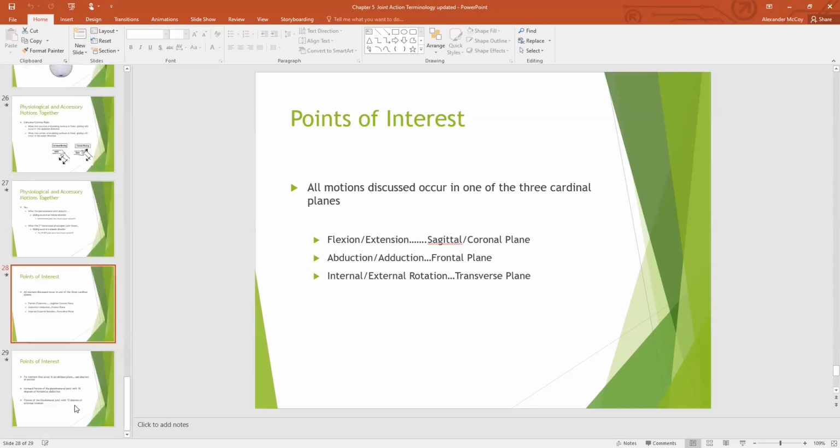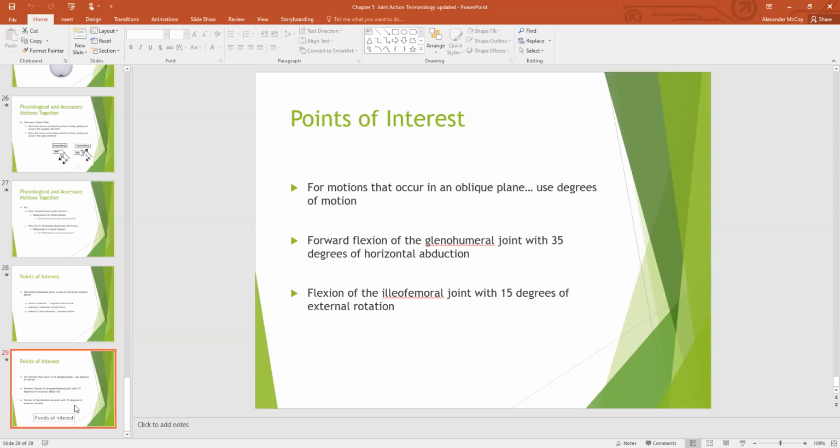Just a point of fact, so you can kind of see how these concepts start to hold together as we bring them into this 3-dimensional space. And for motions that occur in the oblique plane, we use degrees of motion. So what that means is if we're combining different movements to get the appendage in a certain place, we almost paint coordinates for it. We talked about this from the very get-go, the first PowerPoint. We like those coordinates to get specific, right?